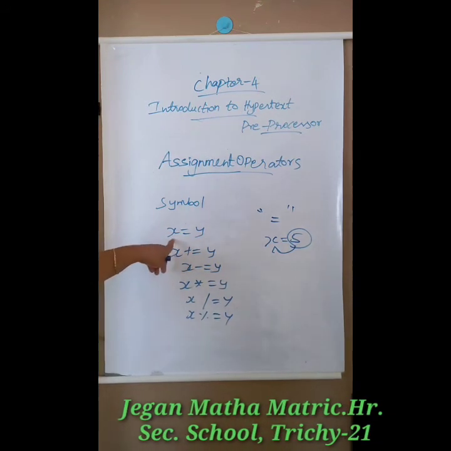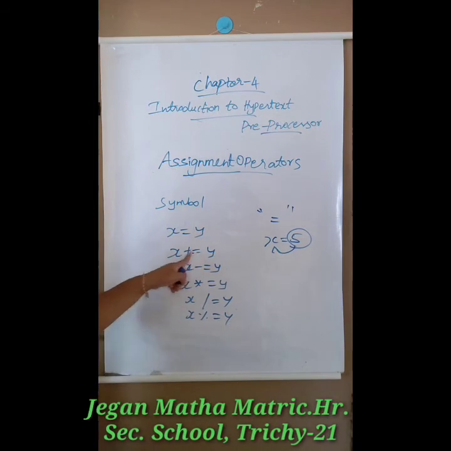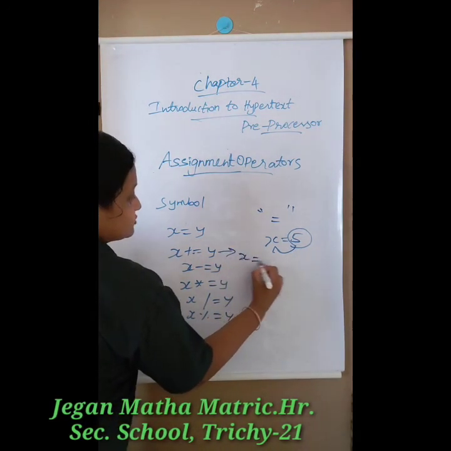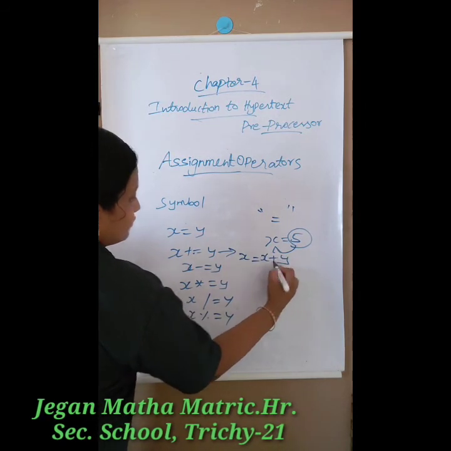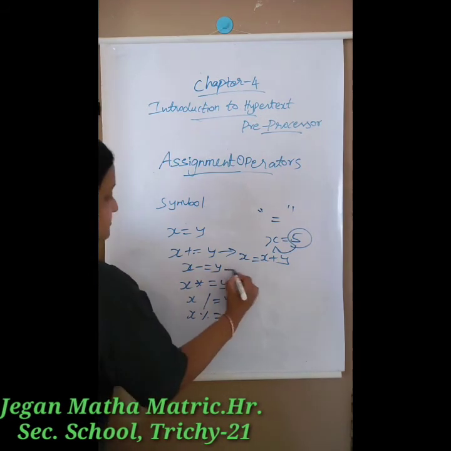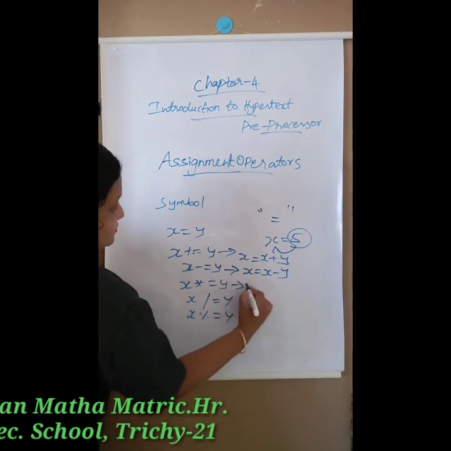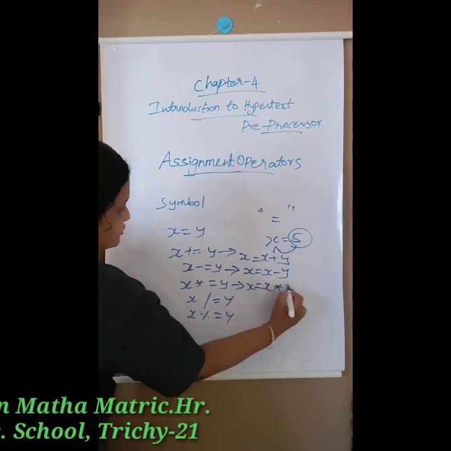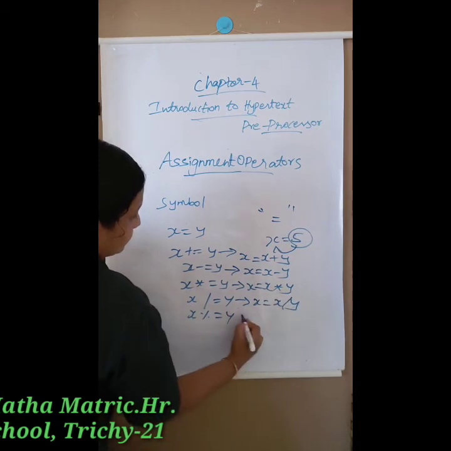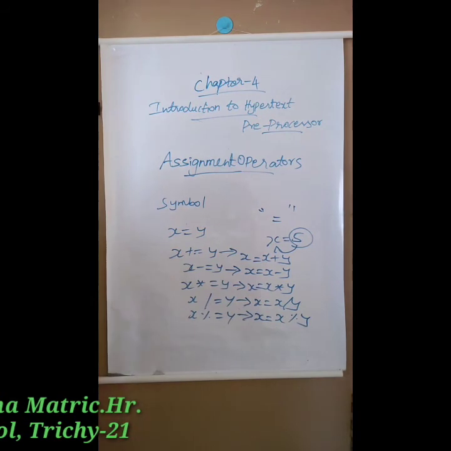Now let us see some operators. The first one is equal to, which we already know. Next one is plus equal to. The meaning is similar to x is equal to x plus y, so it is used to perform addition. Then x minus equal to y means x is equal to x minus y. The next one, x is equal to x into y. Then x is equal to x divided by y. The next, x is equal to x modulus y.